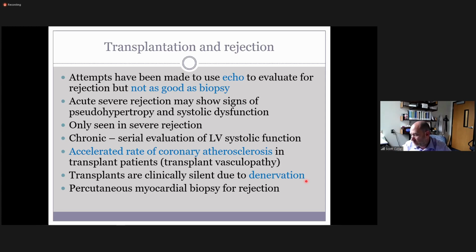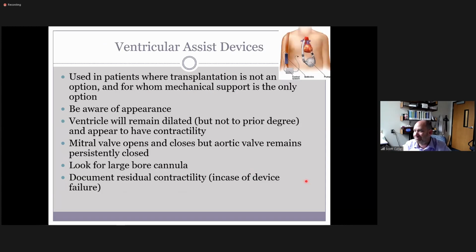But again, if you're doing the echo and you've got strain imaging and stuff like that, it might not hurt to throw it on. Just make sure your doctor knows what you're doing. Maybe you can start a new way of doing things. Be awesome.